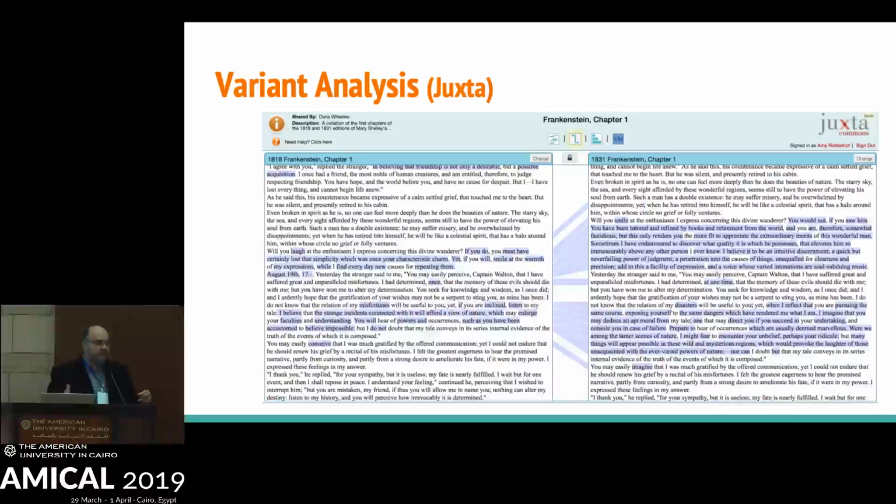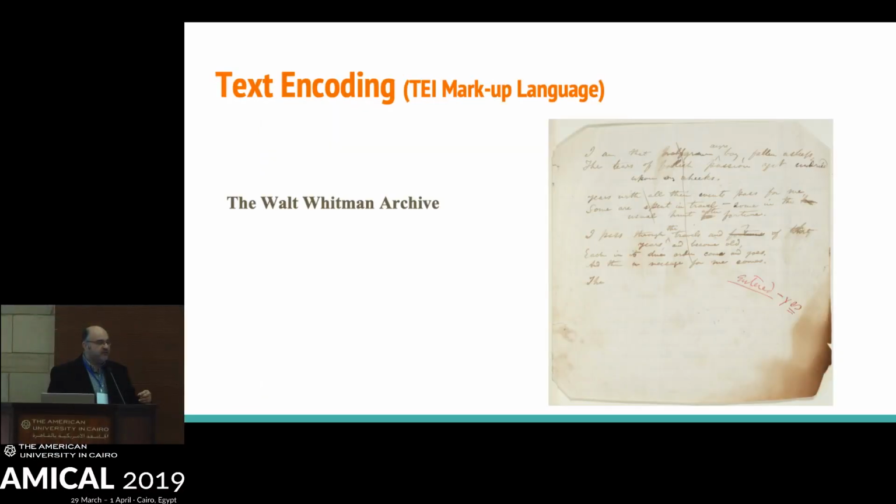Okay, then we move to the last thing, which is text encoding. That's a little bit the most complicated one. This is an example from the Walt Whitman archive. That's a site you can visit. You'll find a lot of documents from Walt Whitman. Some of them are in his own handwriting.